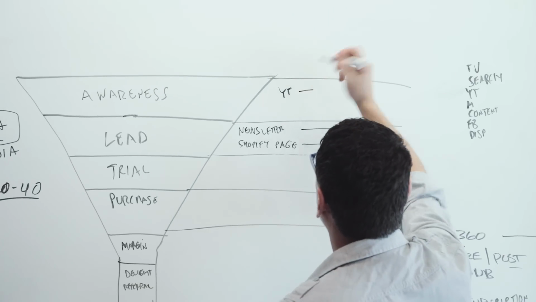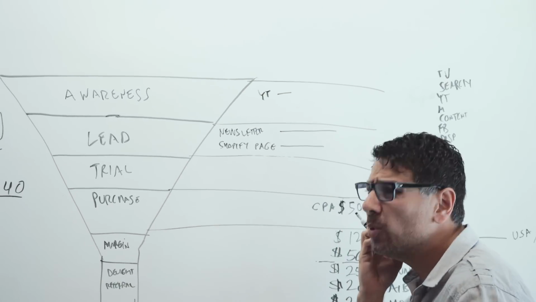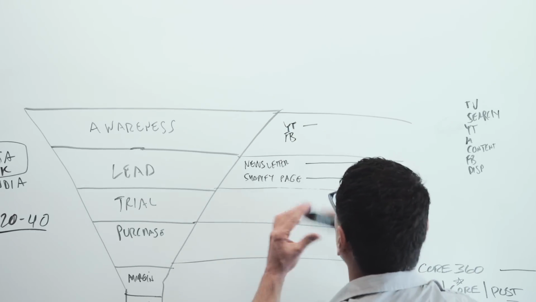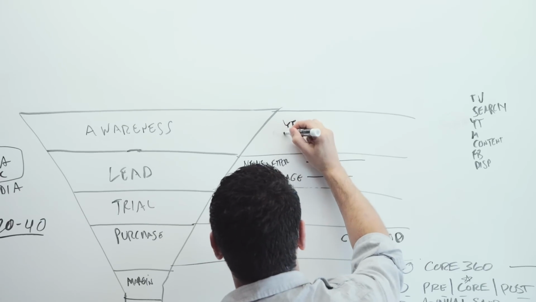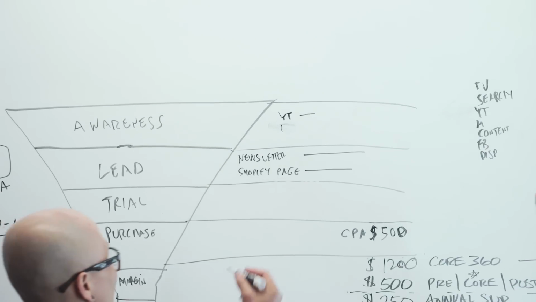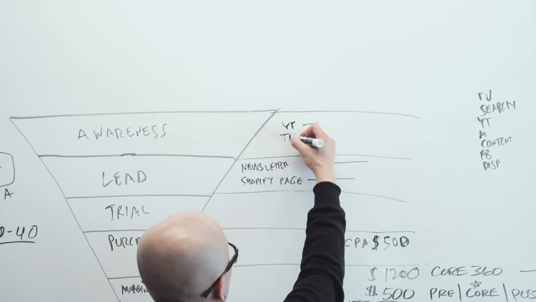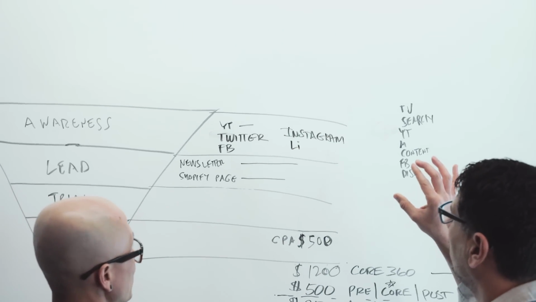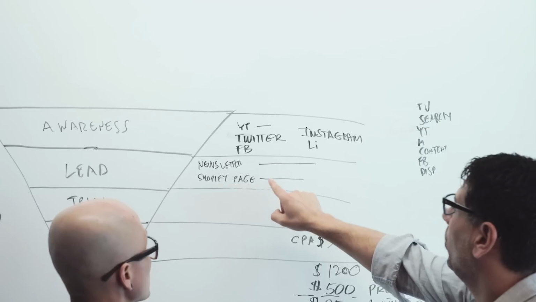YouTube, and what else do we have besides YouTube for awareness? Facebook. Okay. What else? We have Facebook, Instagram, Twitter, and LinkedIn. The usual social media channels. I'll let you do that. My fingers are not working. YouTube, Twitter, LinkedIn. So we have the Shopify page.